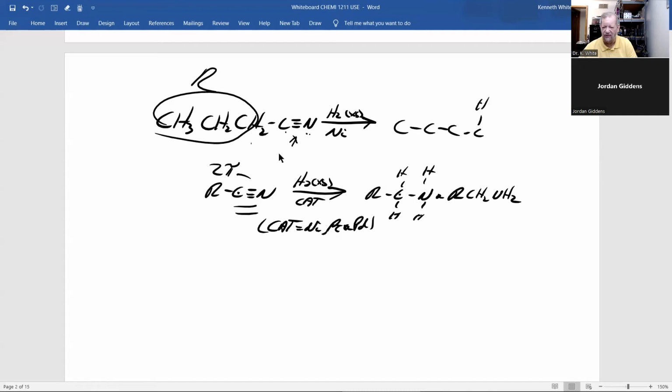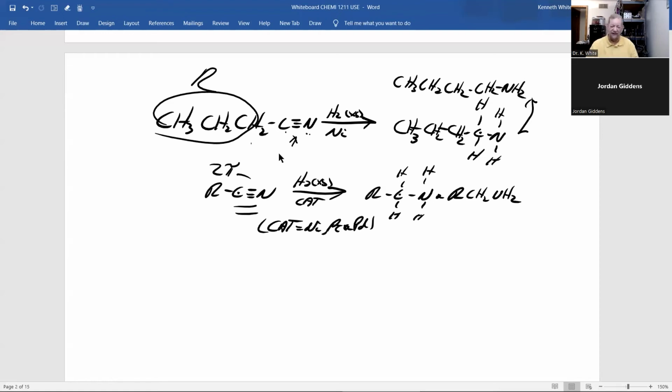So I'll put 2 hydrogens. Then I have my nitrogen, 2 hydrogens. And I know there are 4 bonds to carbon. And here's the product. Now, you could have written it this way. And notice on this carbon, there are 2 hydrogens, so I'll write it CH2. And on the nitrogen, there are 2 hydrogens, I'll write that NH2. These are the same. Primary amine.